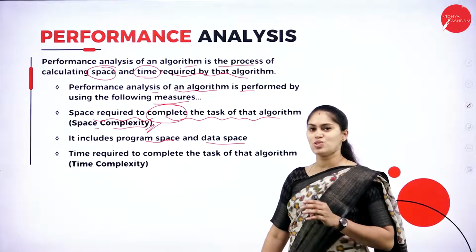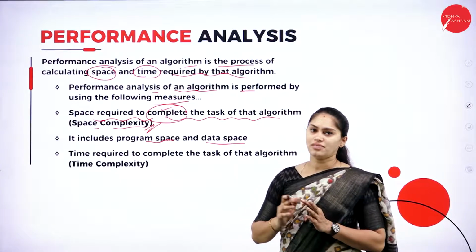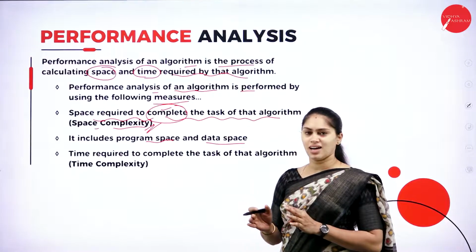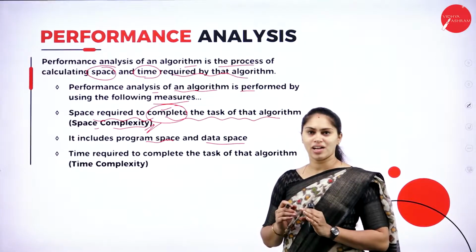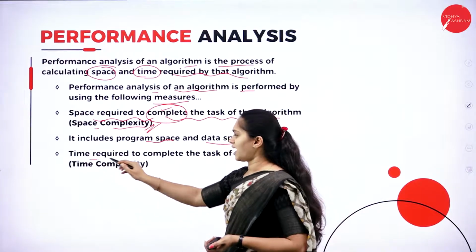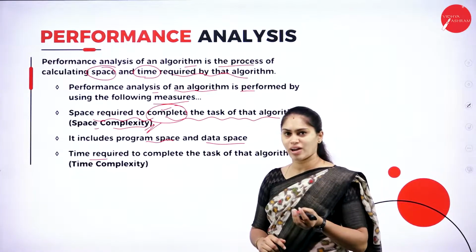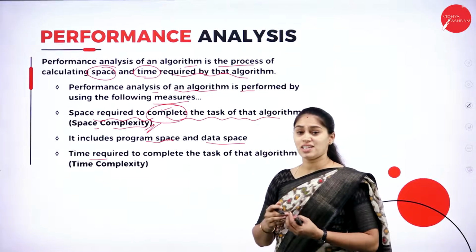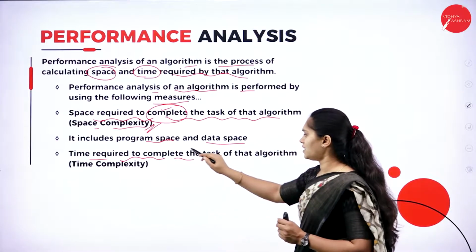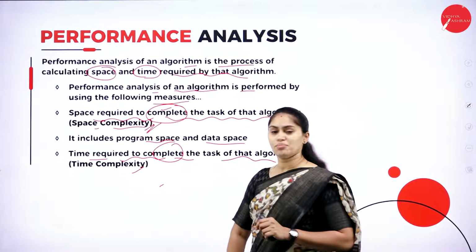Space complexity also includes the program space as well as the data space. Both are considered together in order to complete the task of finding a solution to a given problem. So the space or memory required for all these procedures is considered space complexity. And also we have time complexity. As the name indicates, it is how much time is required, how efficient it is to give the result of an algorithm. That is the time required to complete the task of the given algorithm, and we call it time complexity.